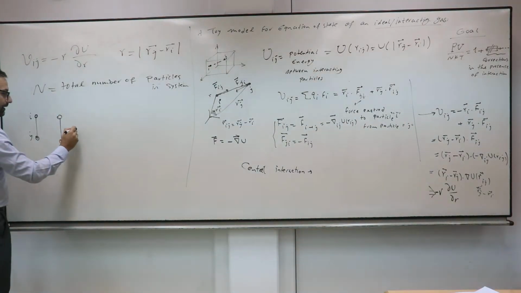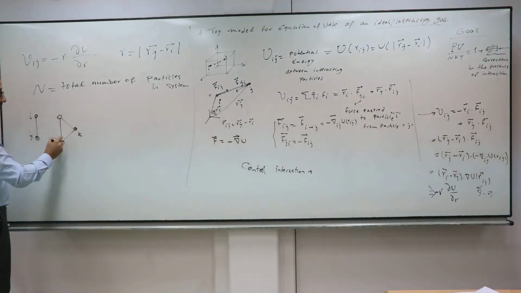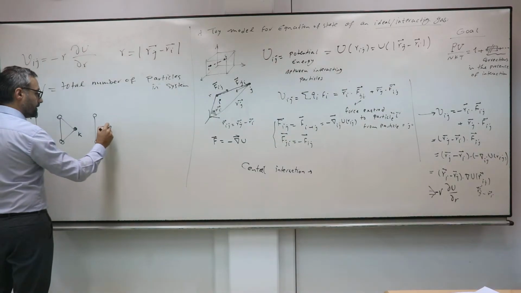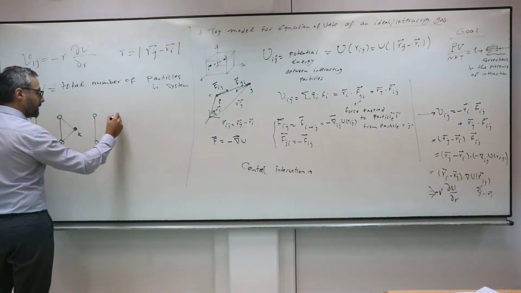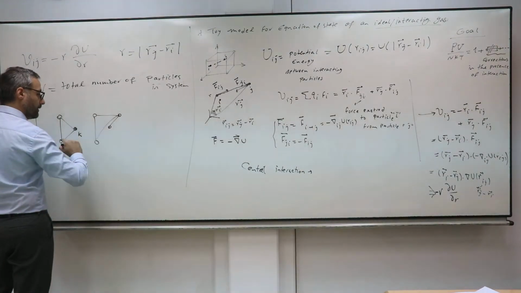Added to the system another particle, k, number 3. So you will have this interaction. Another step will be, except that you will add one more particle. So you will have this interaction. How many will you have?